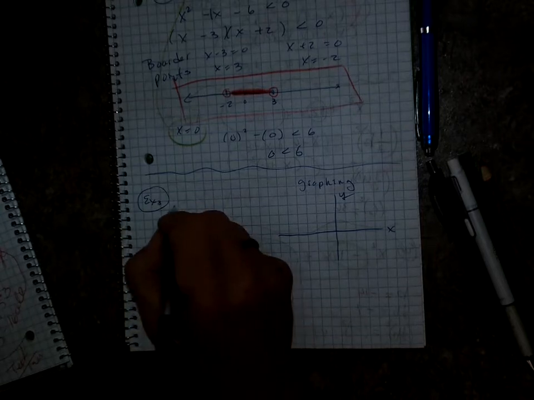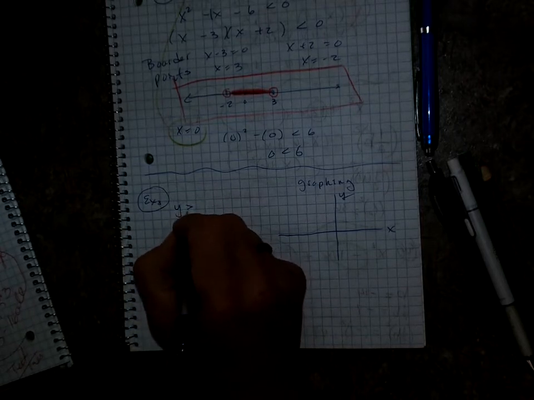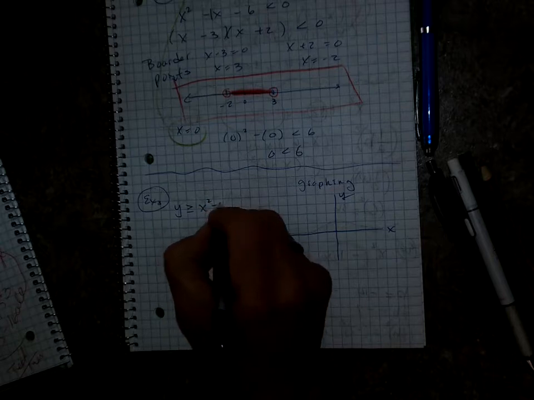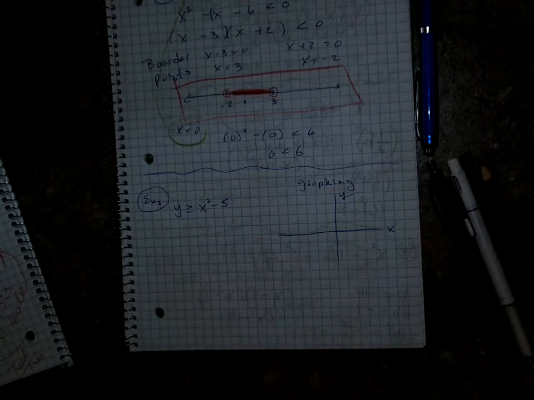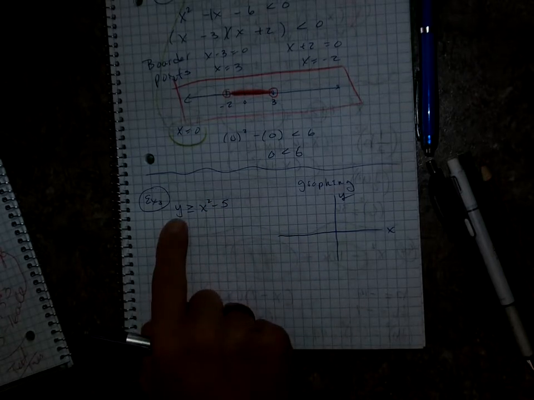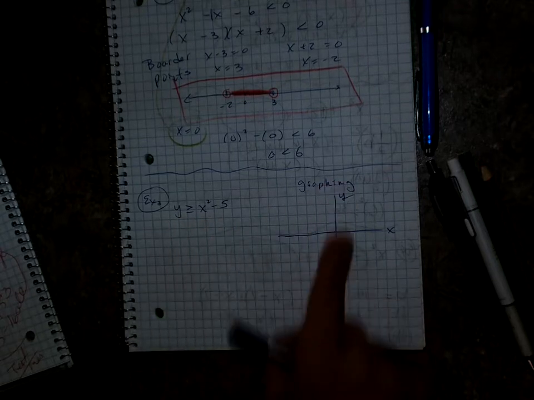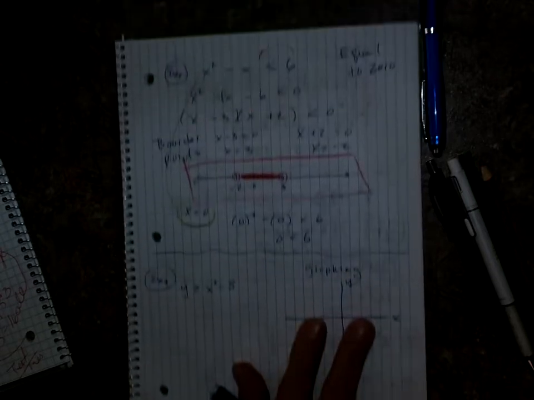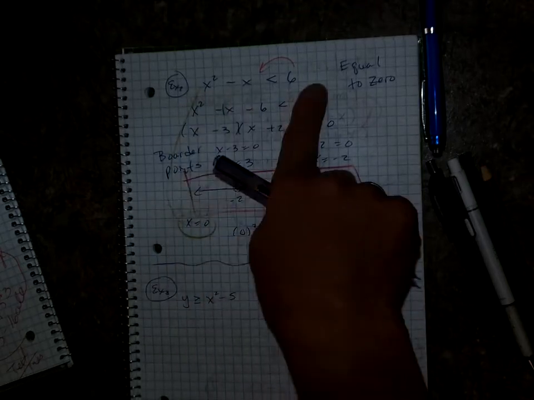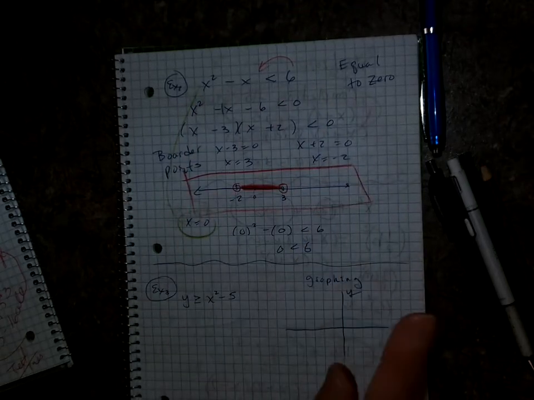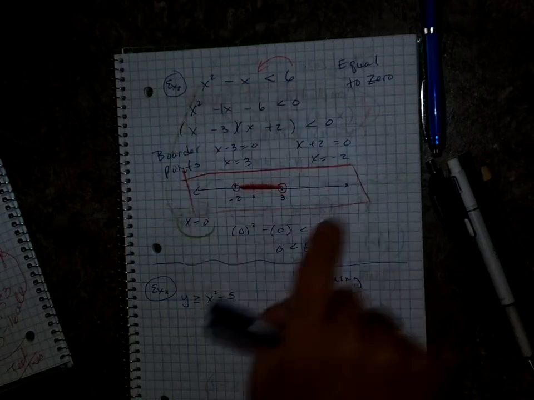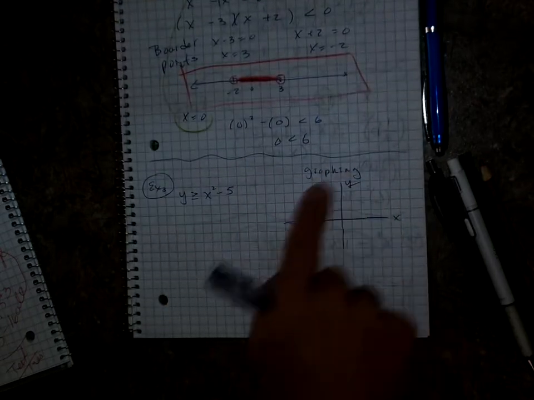If you have y is greater than or equal to x squared minus 5. Now this one's different because you've got the y in the equation. So once you have the y and the x, you put it on the xy plane. On these, there is no y value, it's just the x value, so it's just on a number line. See the difference? No y value, it's on a number line. Y and x, it's on the xy plane. So how do you graph this?